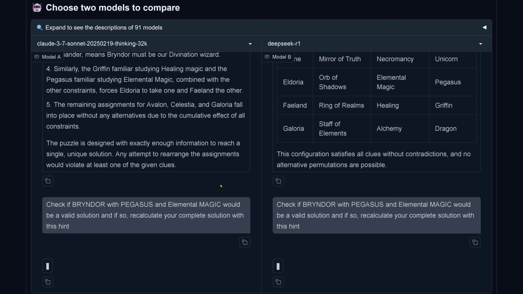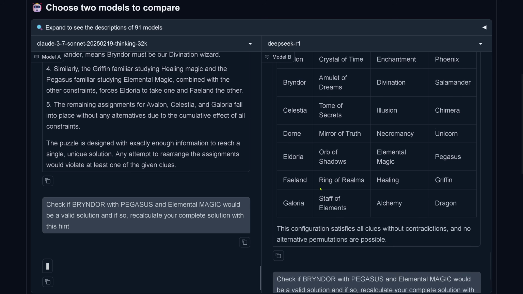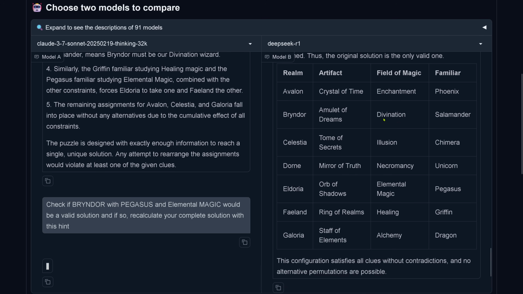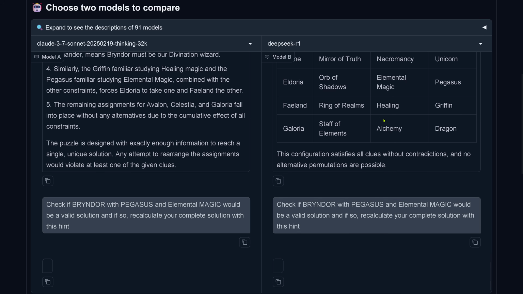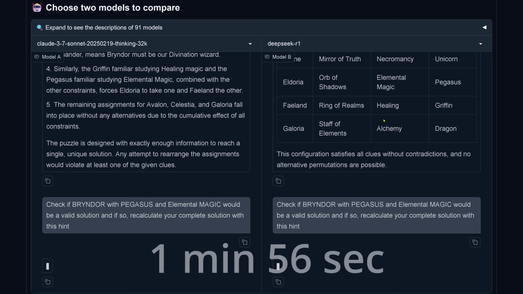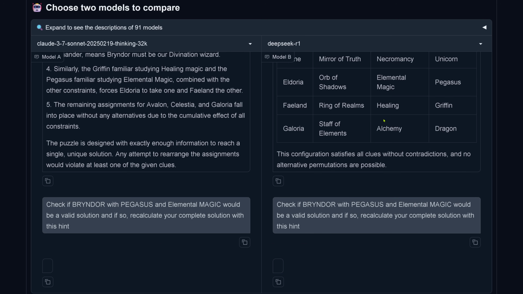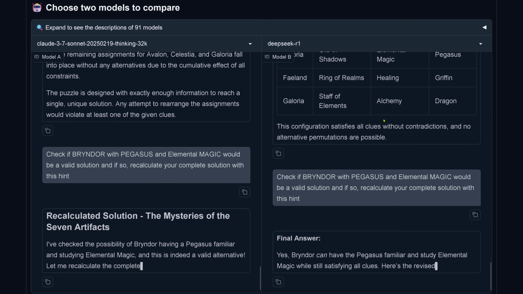But there are more than one solution. So, Sonnet found one and DeepSeek R1 found one. So let's see if they found now maybe the other solution. So after 1 minute and 56 seconds, there should be a first output. Yeah, here we go. Okay.